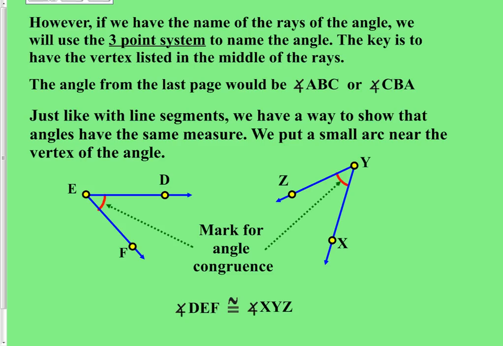Now on the angles, just a little side note on the 3-point naming system, it does not matter which order you have them in. So angle DEF could have just as easily been called angle FED. Angle XYZ could have just as easily been called angle ZYX, as long as the vertex is listed second and then its points on its rays are listed on either side of it, should be good.